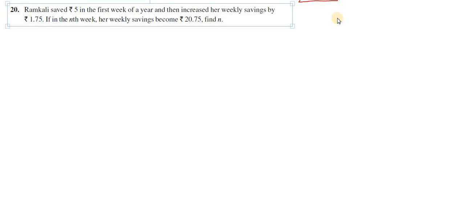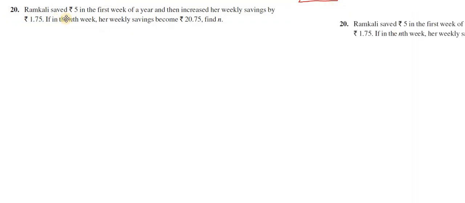The next question, and the last question of this exercise, is Ramkali. Ramkali saved rupees 5 in the first week of a year, and then increased her weekly savings by rupees 1.75. If in the nth week her weekly savings become rupees 20.75, find n. So in the first week she saved rupees 5. Therefore we can take a is equal to 5.